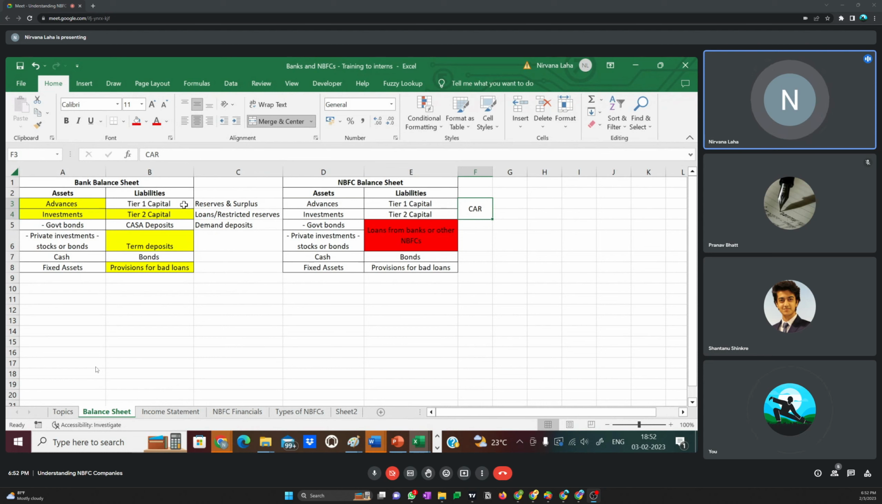So for a bank, as per the Basel III norms, please look up the Basel III norms. These came into being after the Lehman Brothers collapse, no? Yeah, exactly, the great financial crisis of 2008.